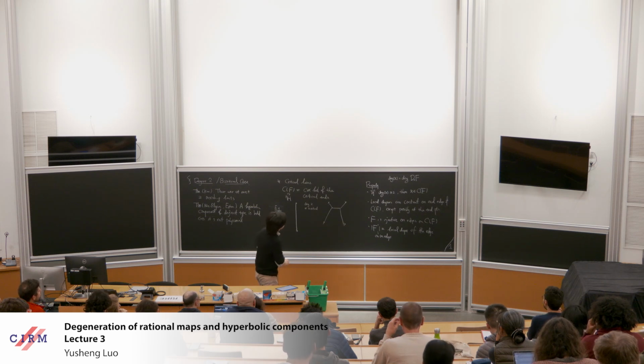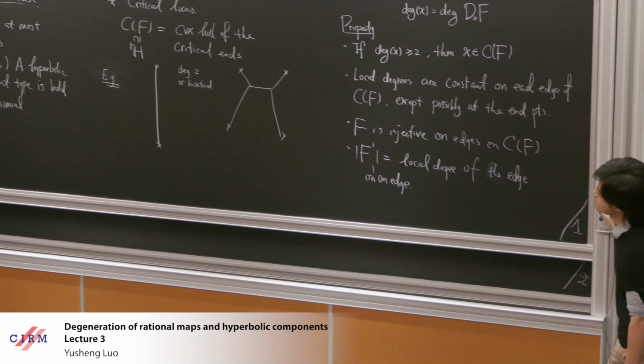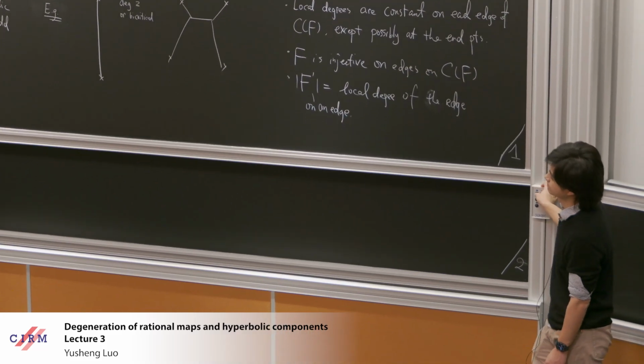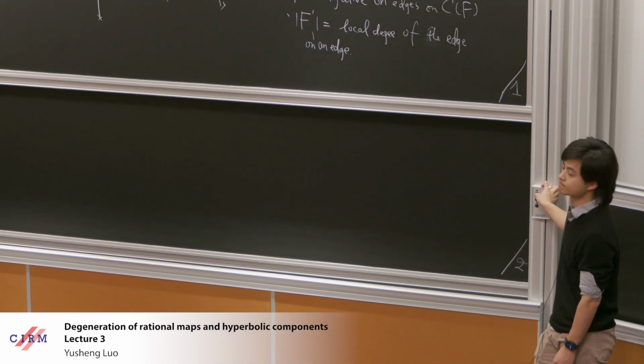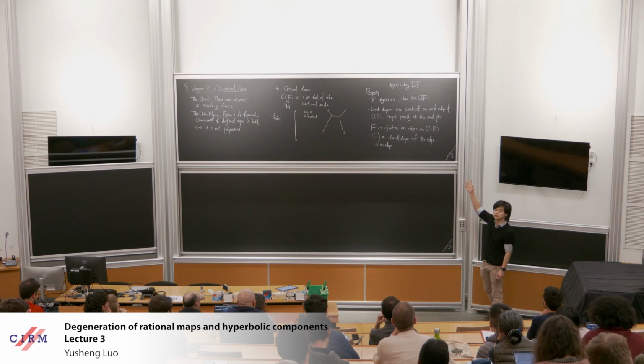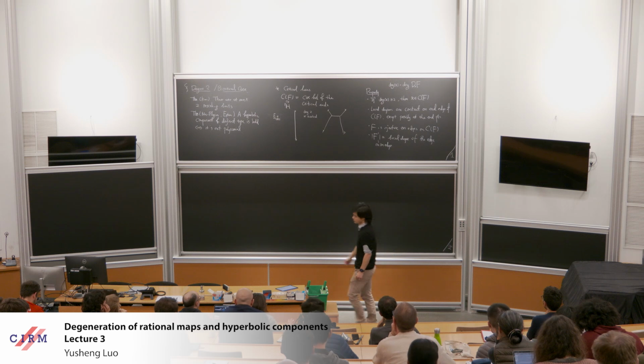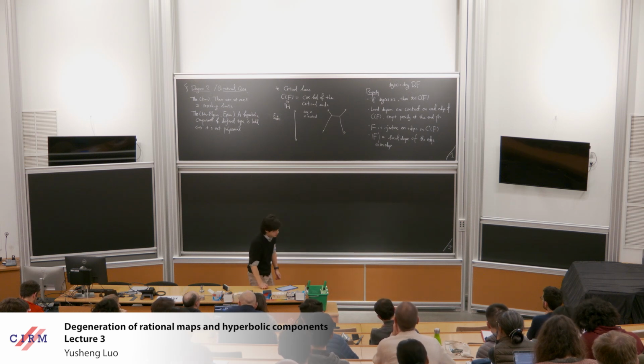All right, so are you already using the bicritical assumption here? None of them. So this is a more general statement. So all of these properties are satisfied for any degree, in any degree.